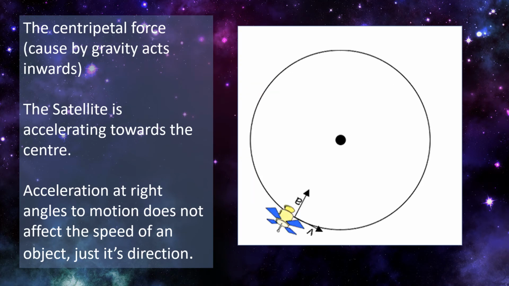Okay, centripetal force acts because gravity is acting inwards, and the satellite is accelerating towards the centre. So at right angles to the motion, it doesn't affect the speed, just the direction. So the object is accelerating downwards but speeding forwards. Centripetal force.